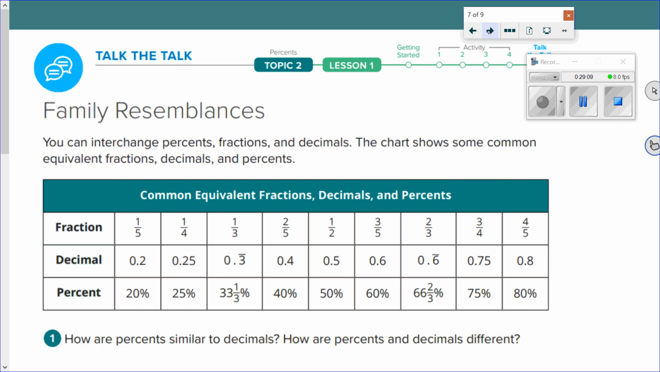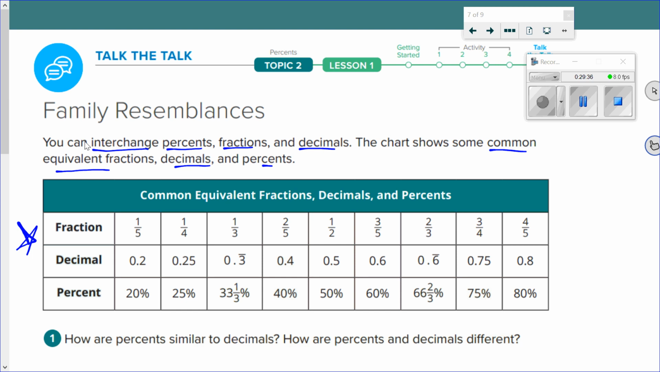Everybody on this one? So we're on page 266. You can interchange percents, fractions, and decimals. The chart shows some common equivalent fractions, decimals, and percents. You want to do something that's going to help you for the next 6 years in math? Yes. Memorize this chart.